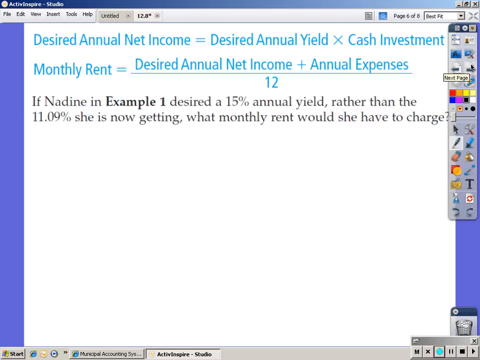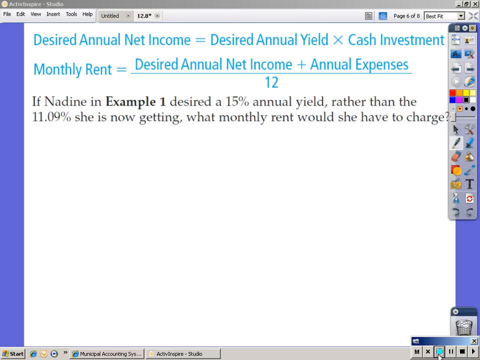Now, let's look right here. This is the next example, but you've got 2 more formulas. So let's go ahead and write these formulas down. Desired annual net income equals desired annual yield times cash investment. And monthly rent equals desired annual net income plus annual expenses divided by 12. Okay, press pause to write that down and play when you're ready.